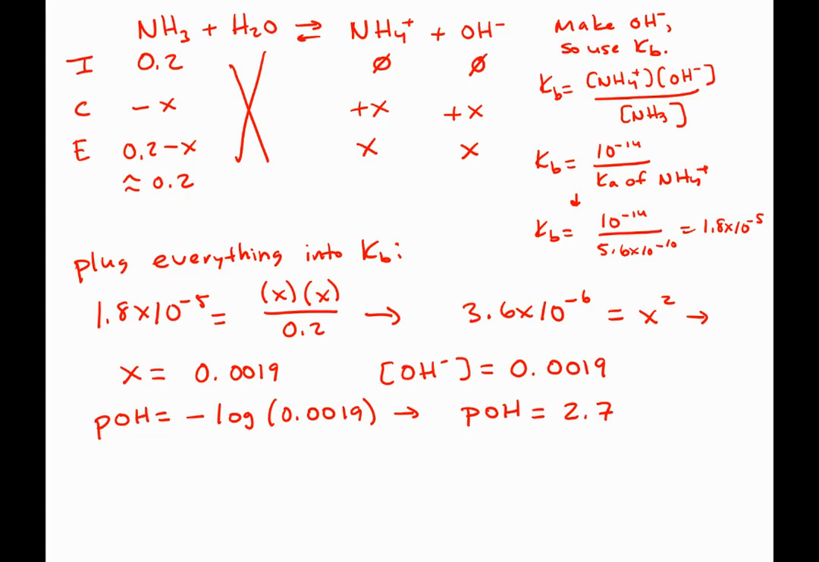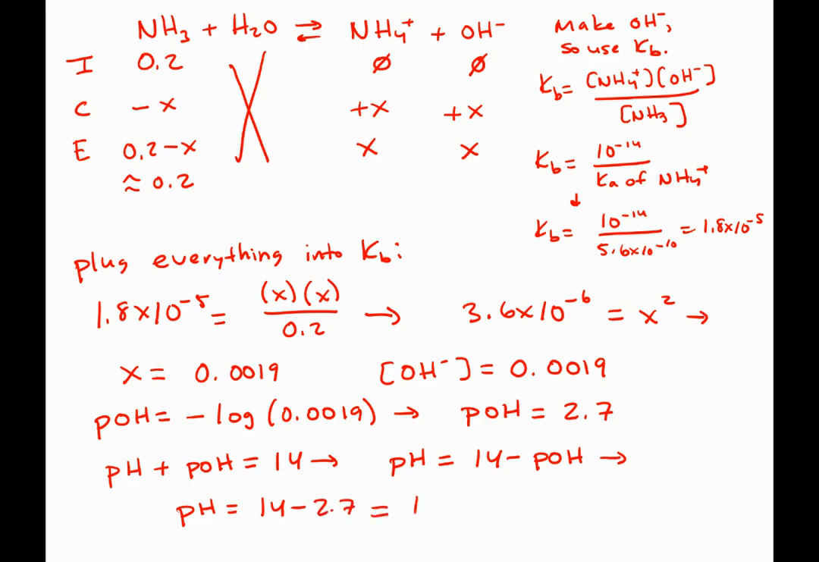We have to now convert the pOH into a pH. So the last thing for us to do is to say that the pH plus the pOH equals 14. So the pH is 14 minus the pOH. 14 minus 2.7 is 11.3. That is the pH of the solution, and that's a number that makes sense. You would expect there to be a pH greater than 7 if you're dealing with a solution that contains a base. That brings us to the end of this video in this section.